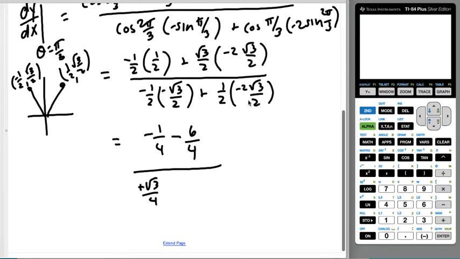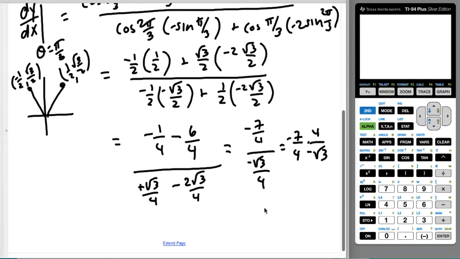And then this would be minus a 2 root 3 over 4. Again, I'm going to leave everybody over 4 because it just makes my life easier. So this is a negative 7 over 4 and a negative root 3 over 4, negative 7 over 4 times 4 over negative root 3. I get that my answer is 7 over root 3, which is totally fine. If you want to rationalize, you could make it a 7 root 3 over 3. That's also okay.